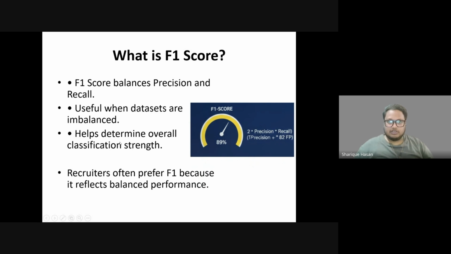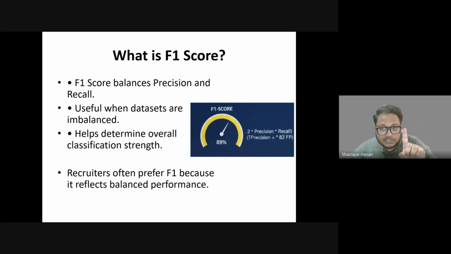Okay. Now we have the F1 score also. What is F1 score? F1 score is a balance of precision and recall. It is useful when data sets are imbalanced.